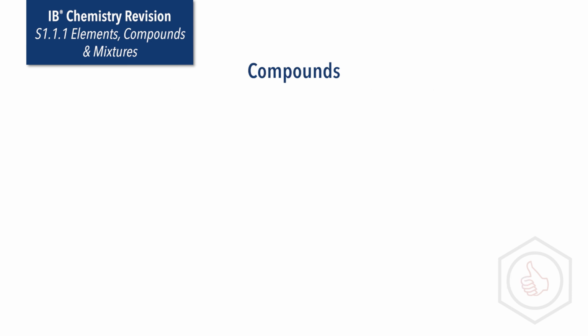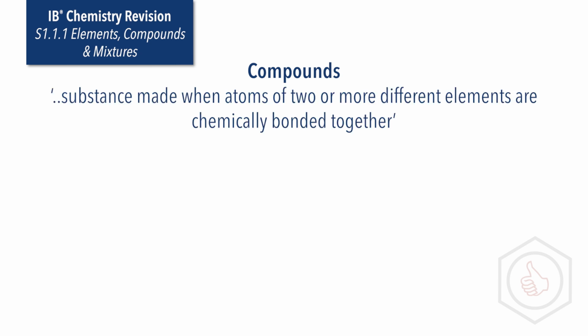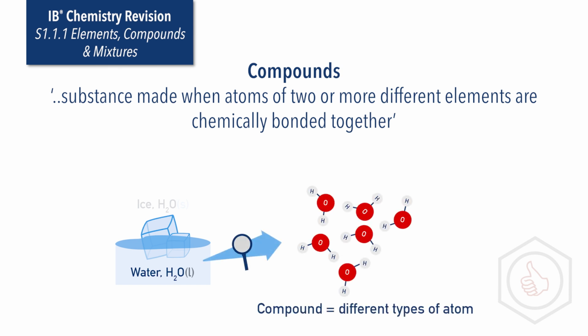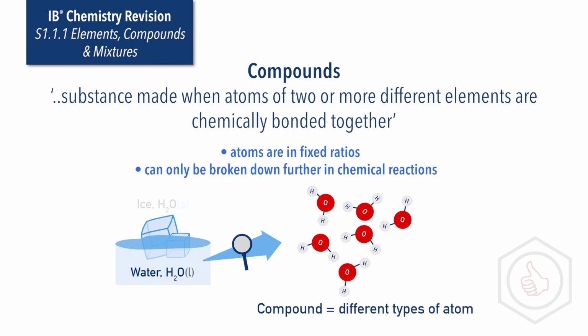A compound is a substance made when atoms of two or more different elements are chemically bonded together. For example, water, which has a formula of H2O, is a compound made up of oxygen and hydrogen atoms. The atoms are in a fixed whole number ratio and can only be separated into elements by chemical reactions. The properties of a compound are different from those of the elements it contains.